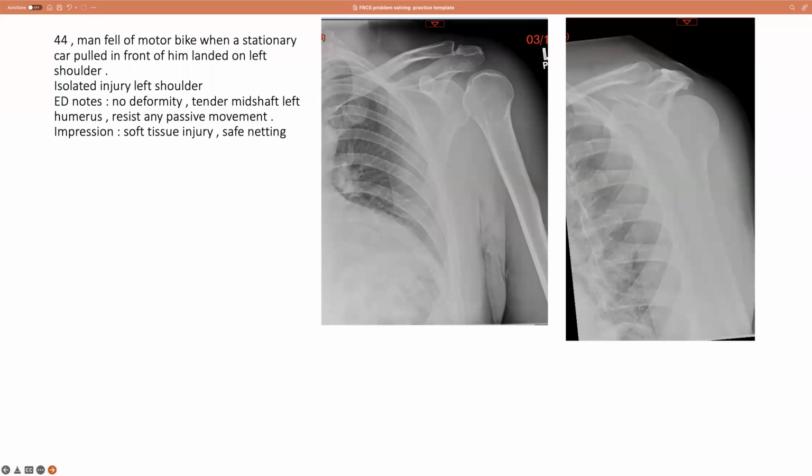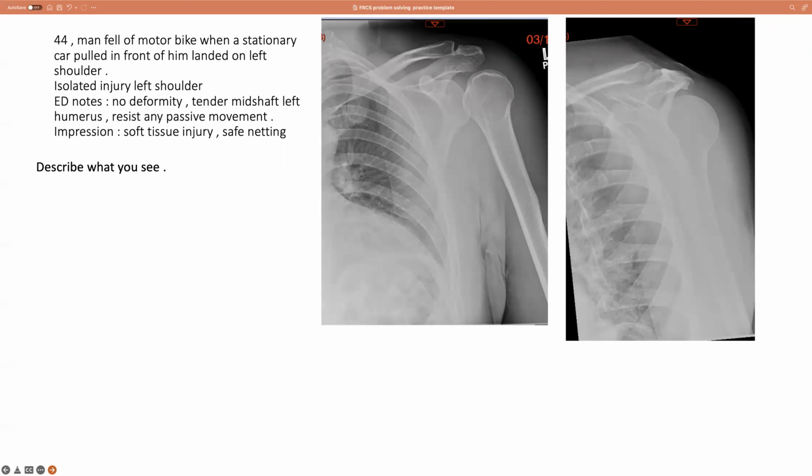Case 2. A 44 years old man, fell off his bike when a stationary car pulled in front of him suddenly. He landed on his left shoulder. Isolated injury to the left shoulder. ED notes no deformity, tender mid-shaft left humerus. The patient resists any movement. The impression was soft tissue injury, discharged with a sling.